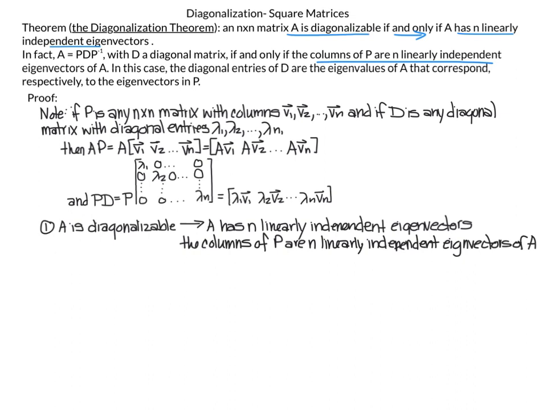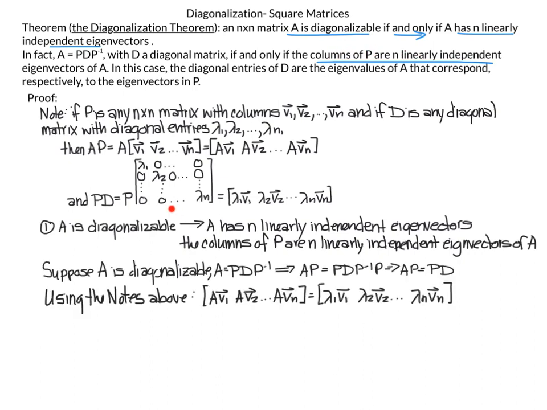As I had mentioned, I'm not going to prove the entire theorem, but I am going to start by proving that if A is diagonalizable, that's the forward direction of this if and only if, then A has n linearly independent eigenvectors, and we're going to use these to be our column vectors of P.